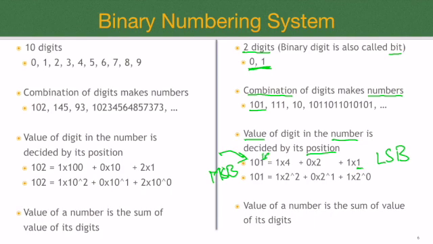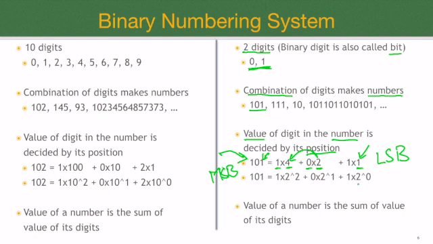So the value of the rightmost digit is 1, so we multiply the digit with the value. The next digit has a value of 2, so we multiply the digit with the value. The next digit has the value which is 2 times the value of the previous digit, so its value becomes 4, and the digit itself is 1. Here, compared to the decimal numbering system, we are increasing the value of each digit by a multiplier of 2.